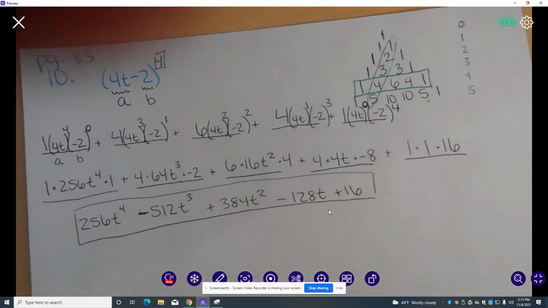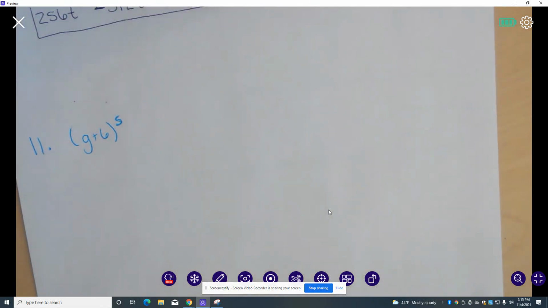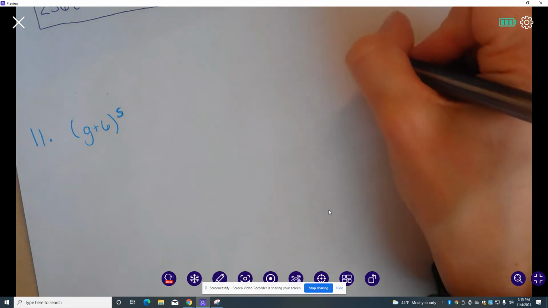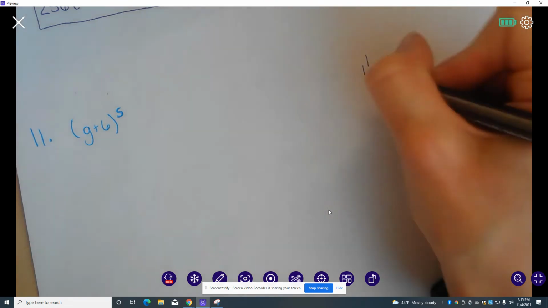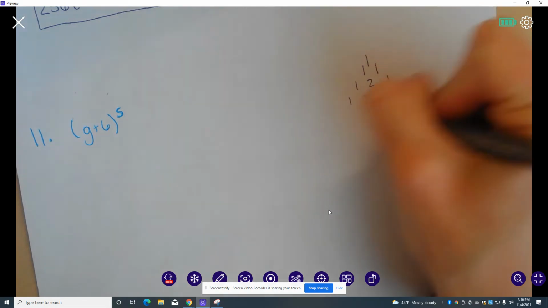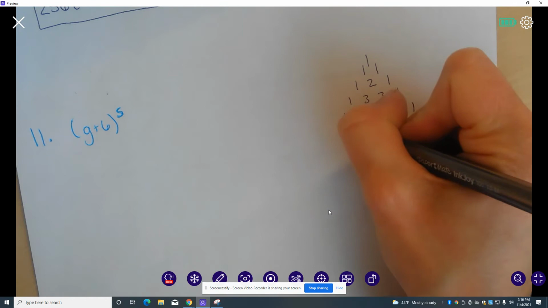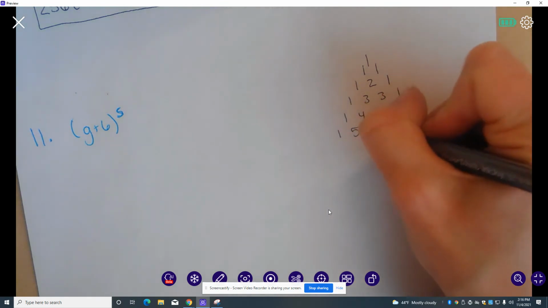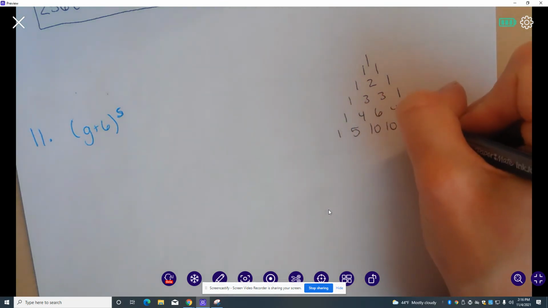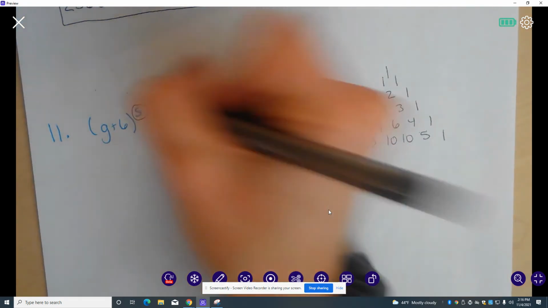We're going to go ahead and do number 11. So again, I'm going to go ahead and make Pascal's triangle over here. You could use the one I made up above, but I kind of wrote on that one, so. Okay. This time my exponent is 5.